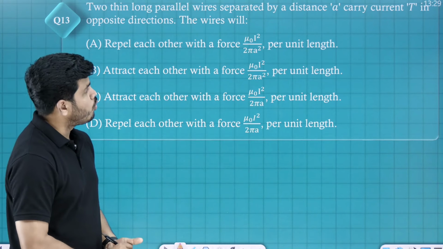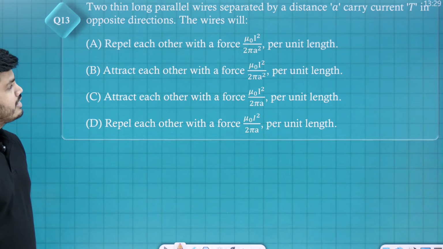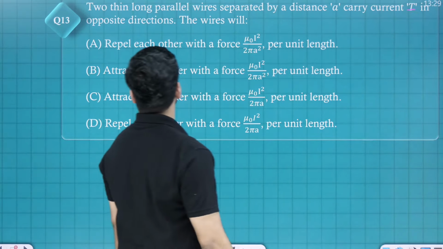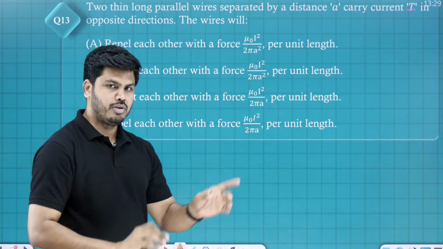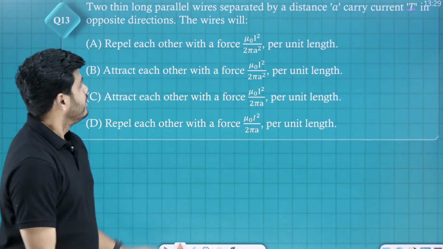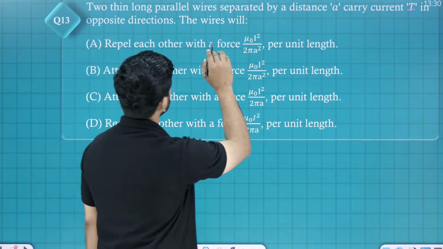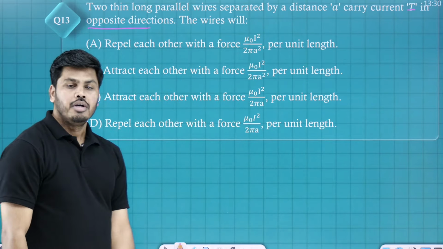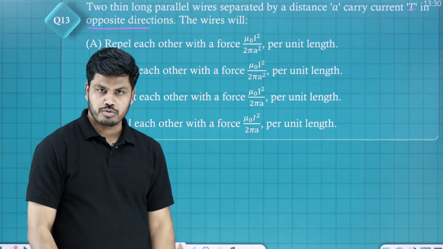Two thin, long wires separated by a distance A carry a current I. Okay, see, this is I, in opposite directions. Yes, we know parallel conductors we discussed in one of the assertion questions before. The wires are separated and they carry current in opposite directions. We know when currents are in opposite directions, they repel apart, right? There will be a repulsive force.